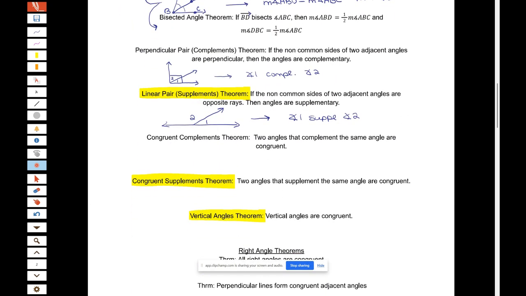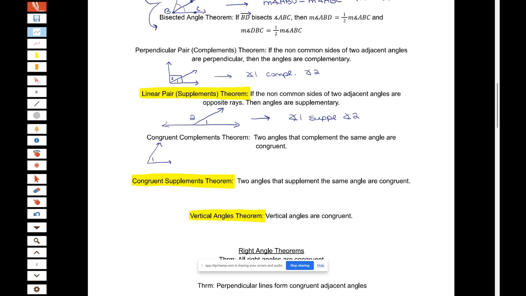Now let's talk about the congruent complements theorem and the congruent supplements theorem, which are different because it's not just about having two angles be complementary or supplementary. You're actually going to have a third angle in this. I'll do congruent complements first. If two angles complement the same angle, they are congruent. So any two angles that complement the same angle are congruent.